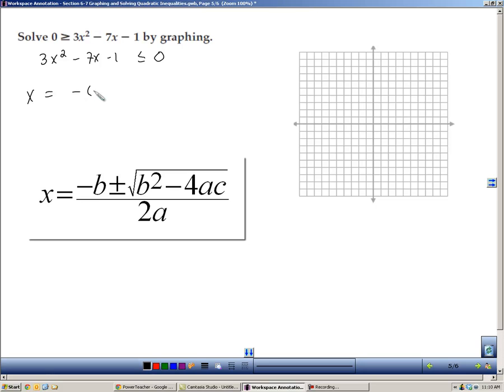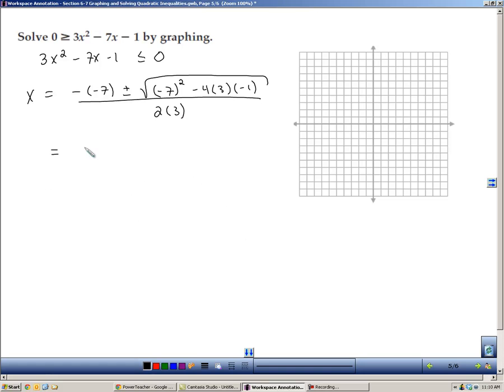So I'm going to use opposite of b plus or minus the square root of b squared minus 4 times a times c, and that's all going to be over 2 times a. So this is really going to be 7 plus or minus the square root of 61, all over 6. Now if I plug that into a calculator, I get some approximate solutions of negative 0.14 and I get 2.47. So those are my two x values that solve my related equation.